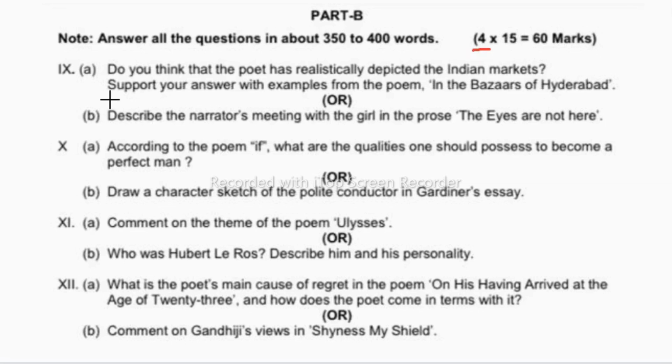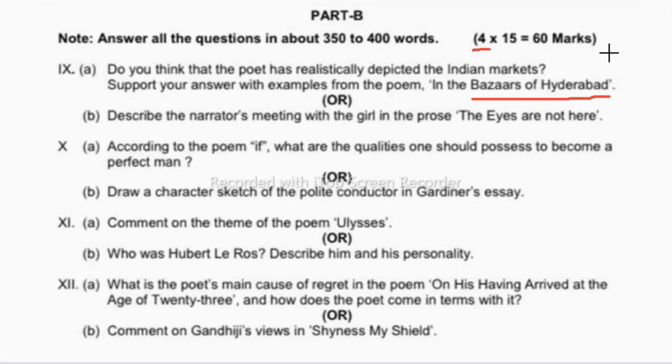Do you think that the poet has realistically depicted the Indian market? By reading this question you would understand which summary or which lesson, poem or prose, the question is from. Whatever question you get, you have to write one summary only, related to that lesson. Suppose this question is from Bazaars of Hyderabad: whatever question you get from Bazaars of Hyderabad, you have to write one summary only. Now the question is how you can write.